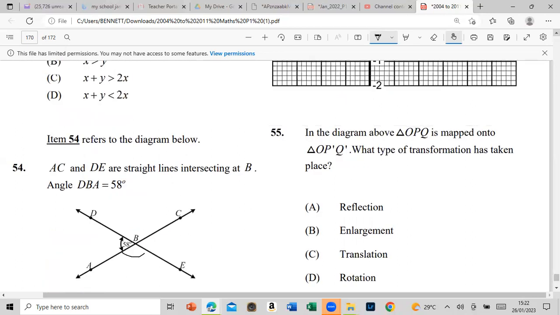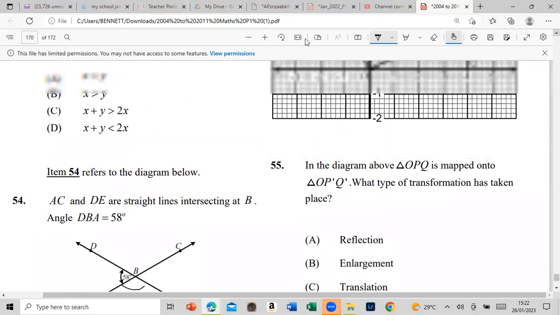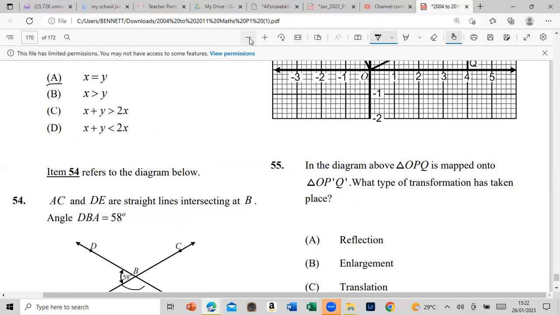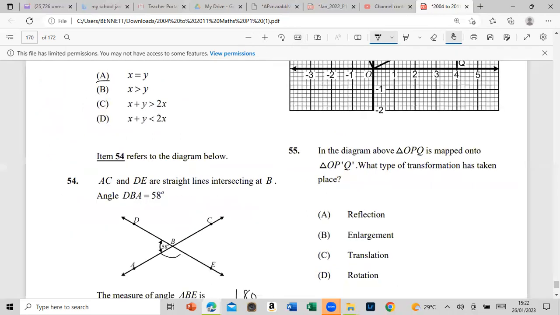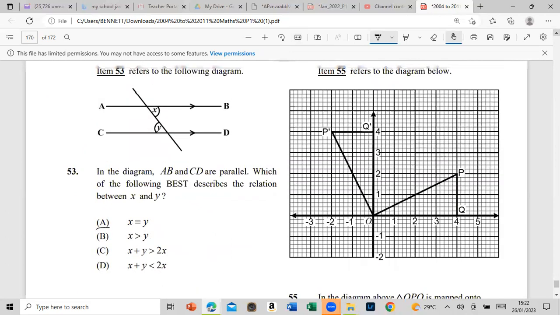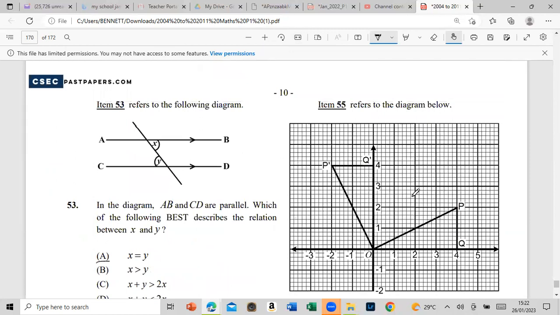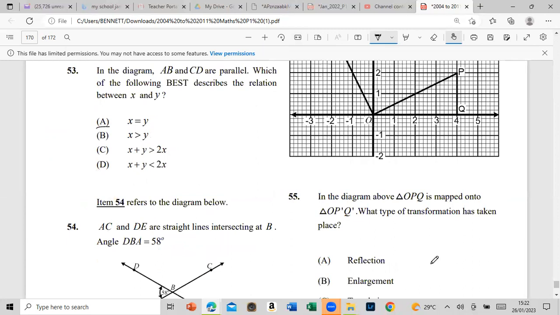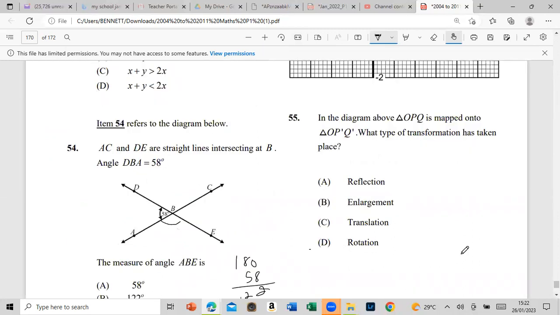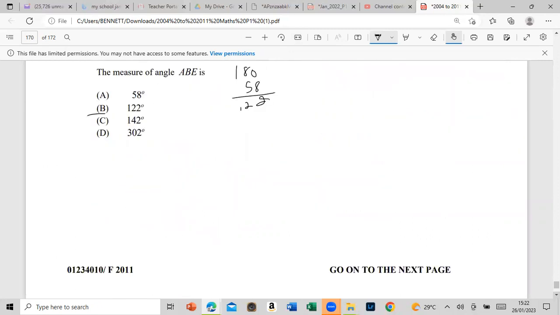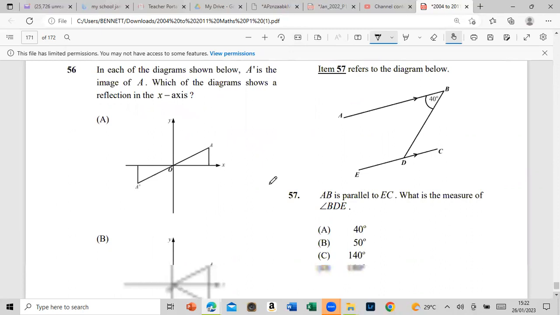In the diagram, triangle OPQ is mapped onto... Let me just show you guys that. So this maps onto this, which looks like a rotation. We're not going to waste time, guys. It's not an enlargement, and it's not a translation. With a translation, the shape doesn't change and the orientation is the same.